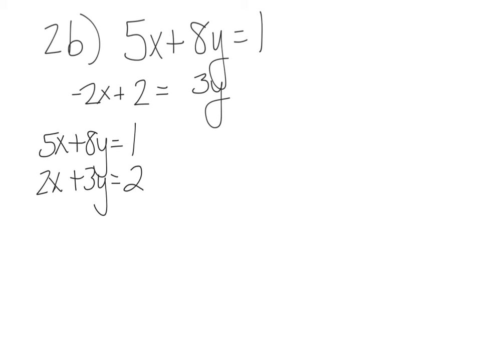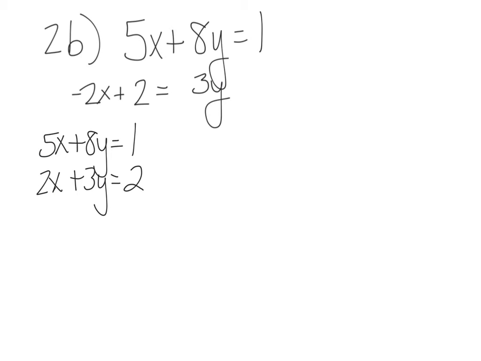Now, here is where your choice is completely okay. You can get rid of your x's. You can get rid of your y's. It does not matter to me which way you do it. So let's look. I'm going to get rid of my x's. So what you have to do is make the coefficients opposites. So I have to make 5 and 2 something that they both go into.